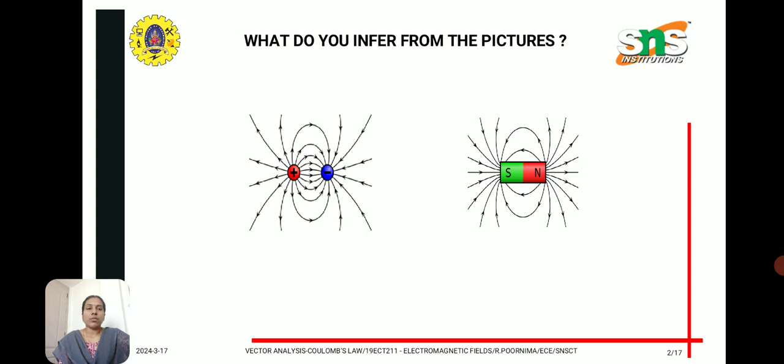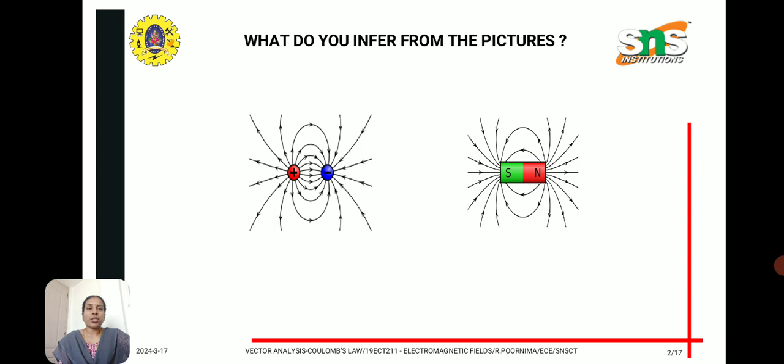So first of all we can see these pictures. So what do we infer from these pictures? The first one gives the static electric field originating from the positive charge and ending at the negative charge, where the source of the electric field is the charges. So it may be positive charge or it may be negative charge.